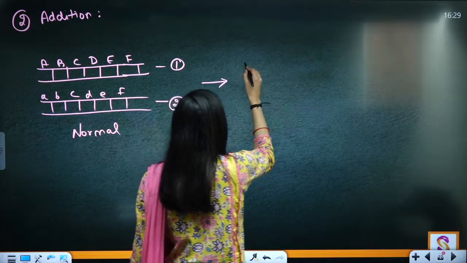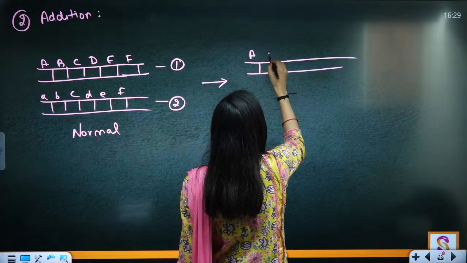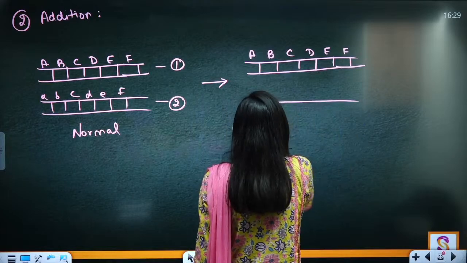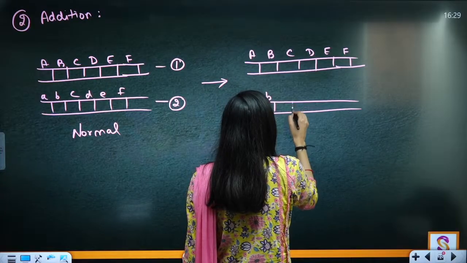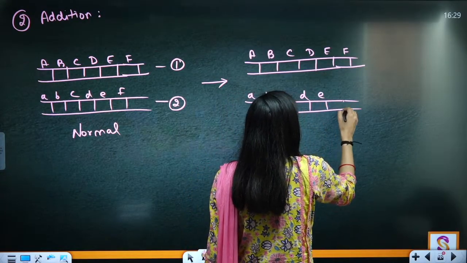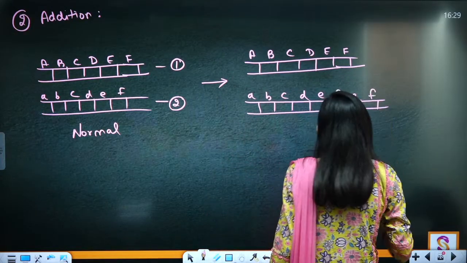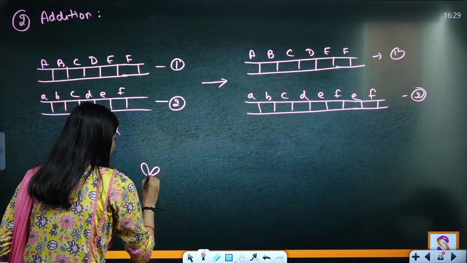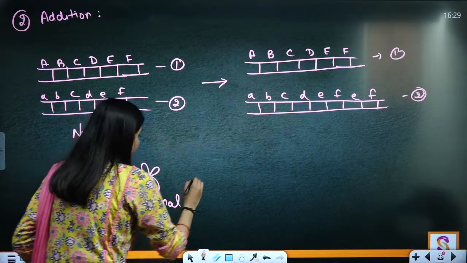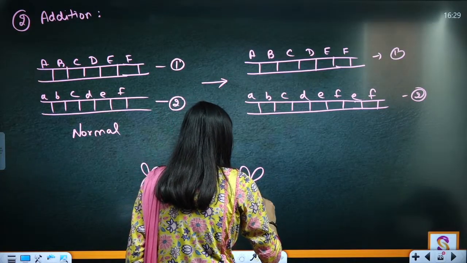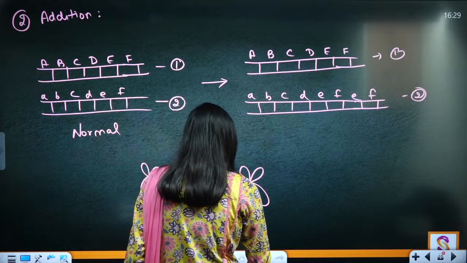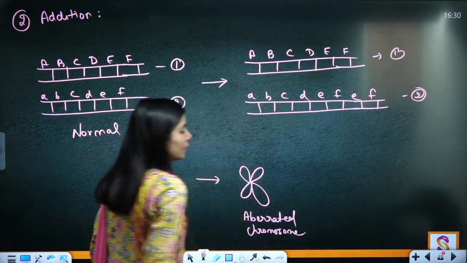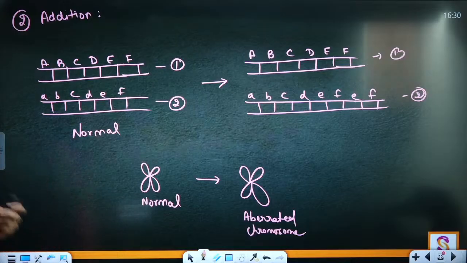Now because aberration would happen, how would it happen? A, B, C, D, E, F, and then we have A, B, C, D, E, F, and because there is going to be duplication or addition, let us suppose E, F is added again. So this is 1 and this is 2. Your normal chromosome would look like this. After the aberration, in arm 1 everything is okay, but in arm 2 something is added upon. So this is the aberrated chromosome, changing the shape.